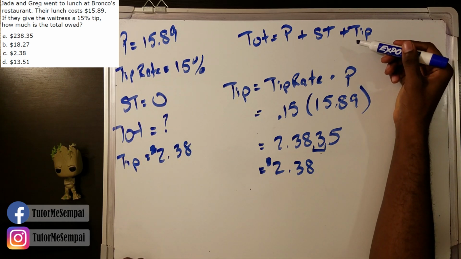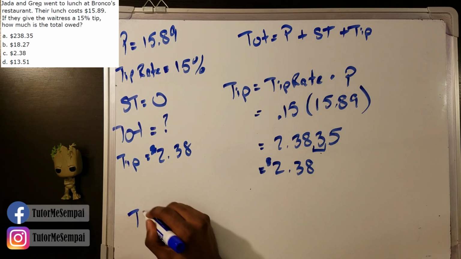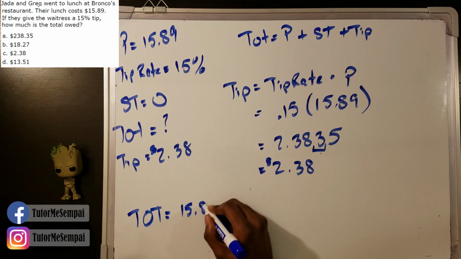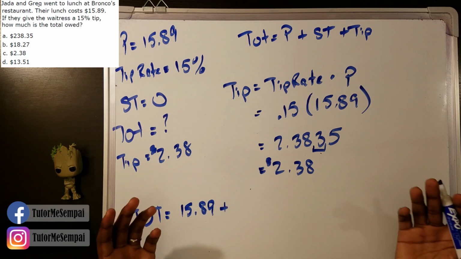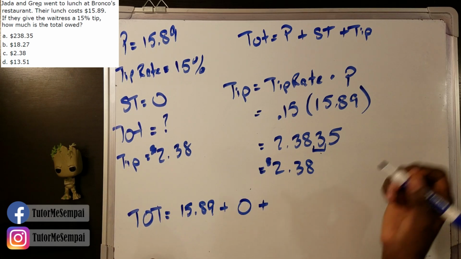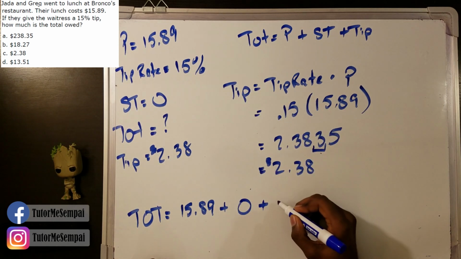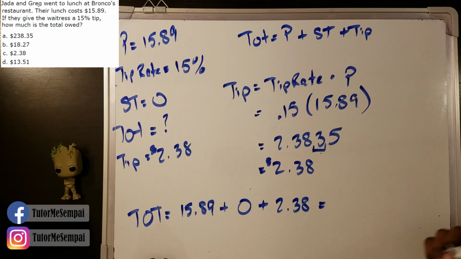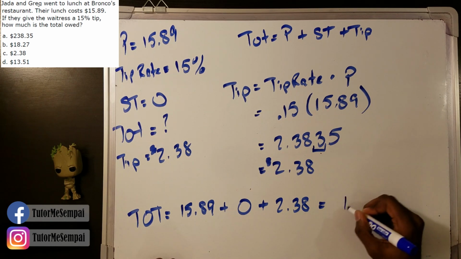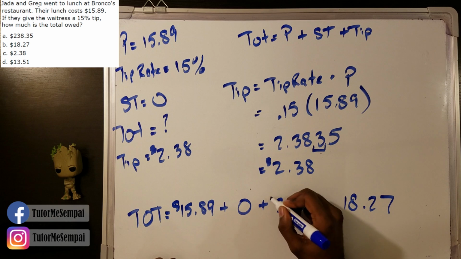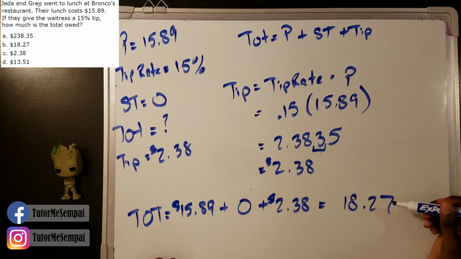Now we just plug everything into our formula and we figure out our total. So once again, total equals the pre-tax value, which is $15.89, plus sales tax. Because they didn't give us any rates or any values, we're going to assume 0, plus our tip, not our tip rate, but our actual tip of $2.38. When we add all of that together, what do we get? We get 18.27. So this is how much we paid altogether, we paid $18.27.